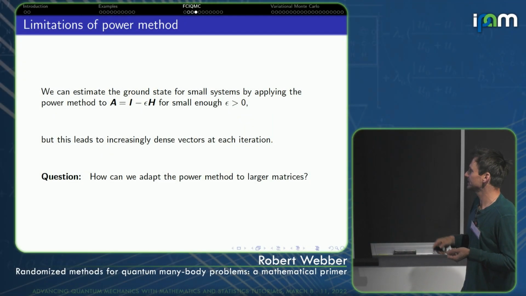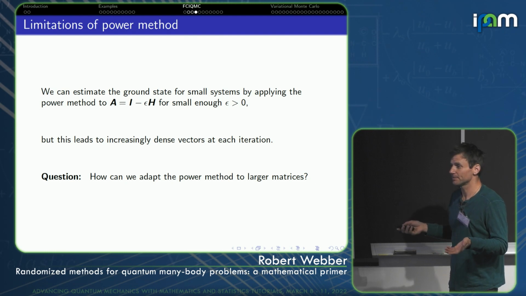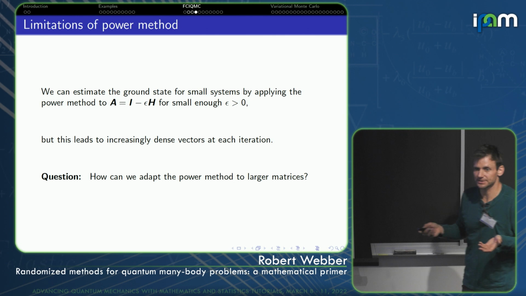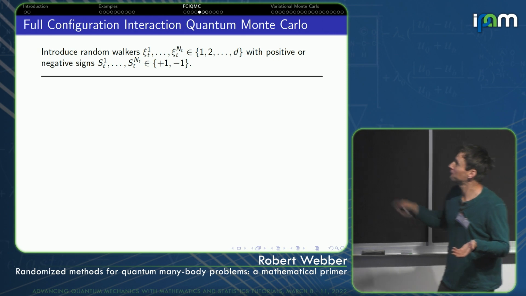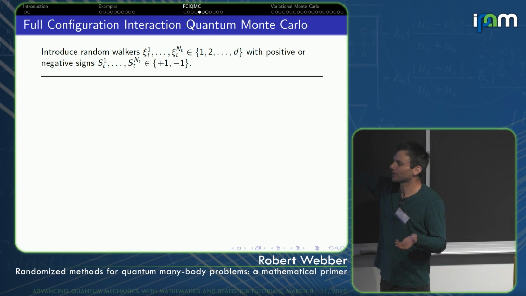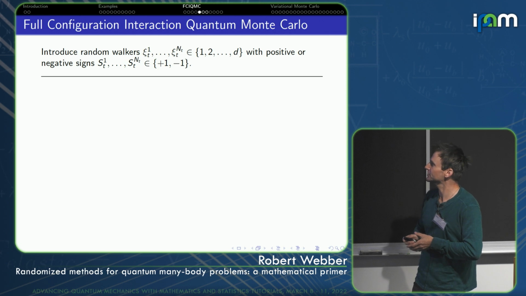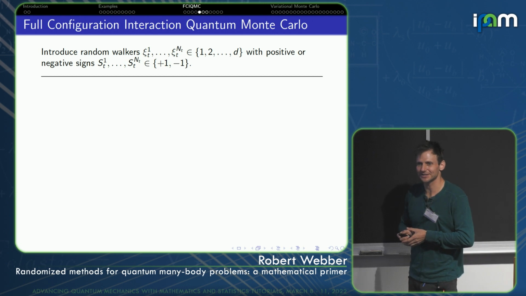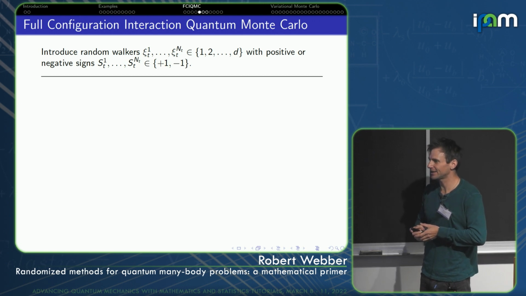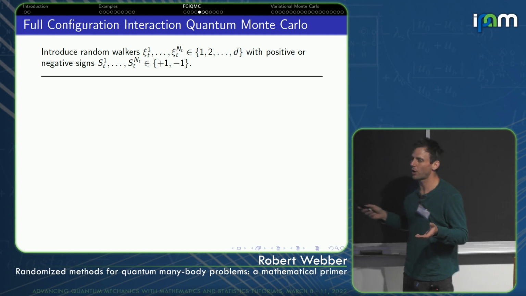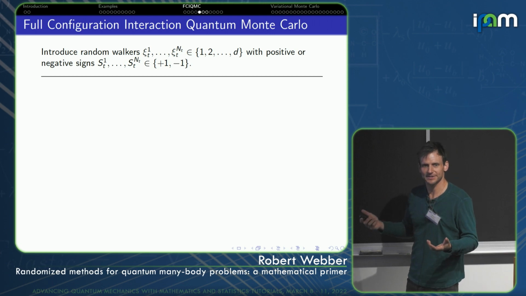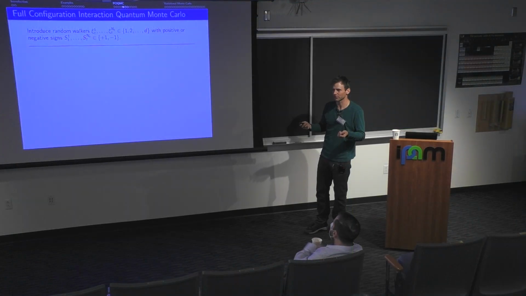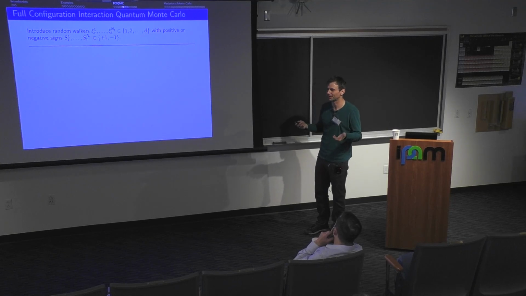So how can we adapt the power method to larger matrices? This is maybe a natural question, and it's one that's been answered in a couple different ways. Full configuration interaction quantum Monte Carlo is one way to answer this question. And it's really inventive. I just think it's really cool because it introduces these random walkers, like, it's sort of a fanciful idea to create an interacting particle system to solve a discrete eigenvalue problem. It's very creative, it's very evocative, it's very fun, actually.